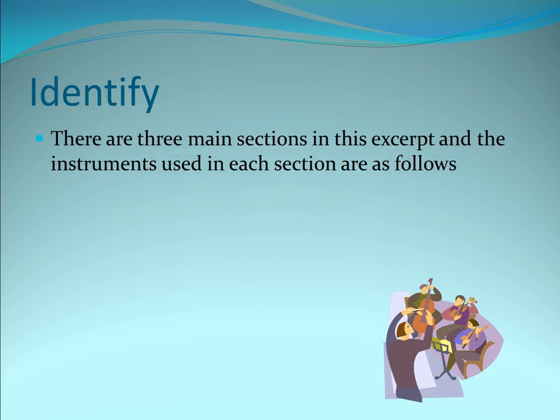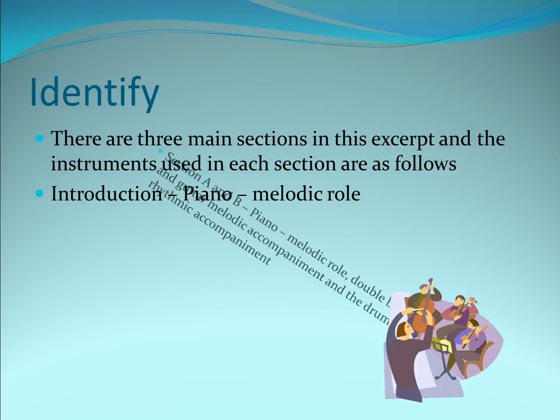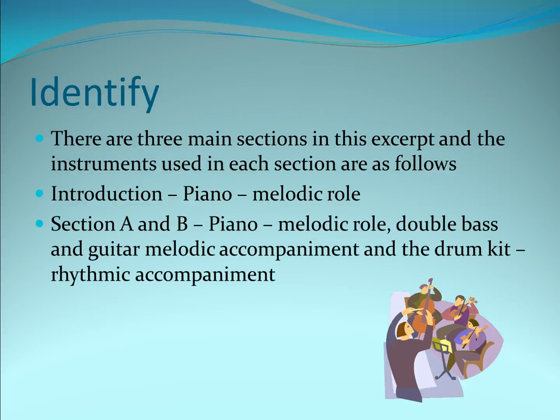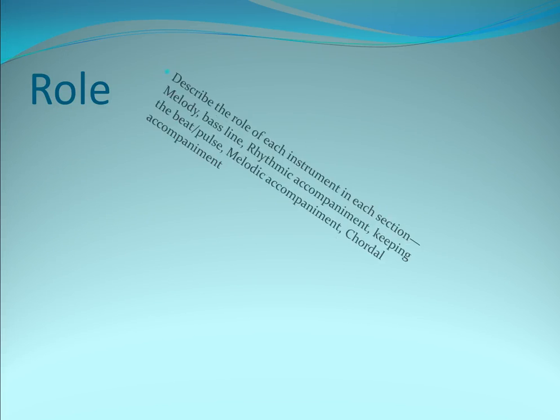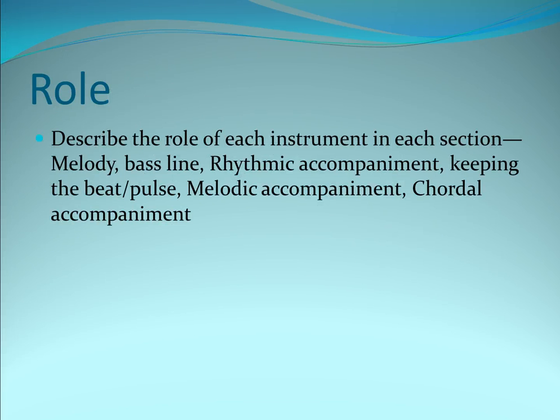So identify your topic sentence. There are 3 main sections in this excerpt and the instruments used in each section are as follows. Introduction has the piano, which is the melodic role. In section A and B, the piano is the melodic role, double bass and guitar melodic accompaniment, and the drum kit has the rhythmic accompaniment. That's identifying the instruments. Now, I've sort of included role in there, but you need to also add it again.